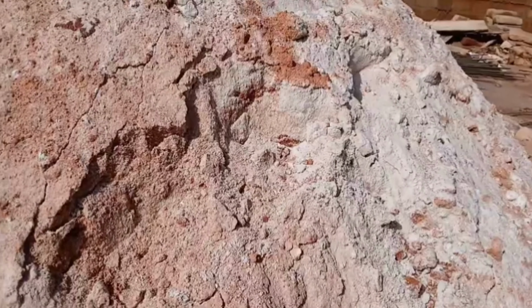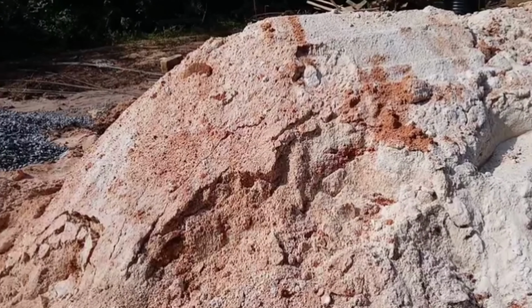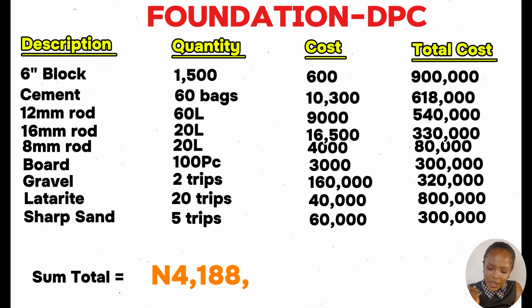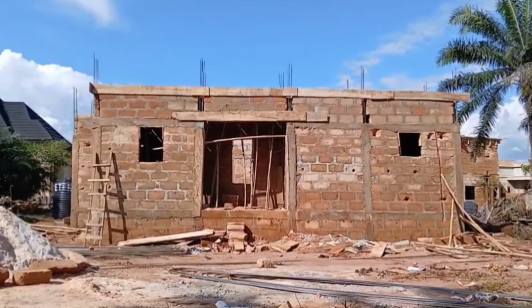You need 5 trips of sharp sand, and each trip costs 60,000 naira. So 60,000 naira multiplied by 5 is giving us 300,000 naira. That is from foundation to DPC for a 3-bedroom duplex, and that is giving us a total of 4,188,000 naira. Now let's move from DPC to lintel level.